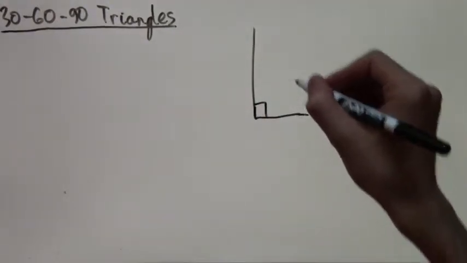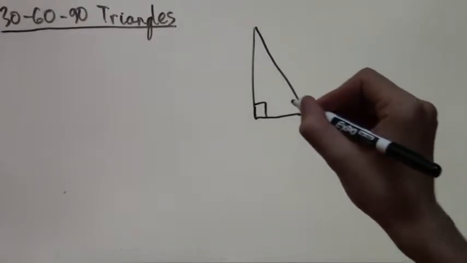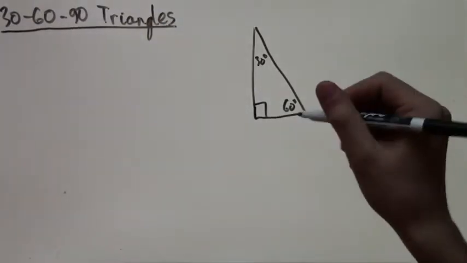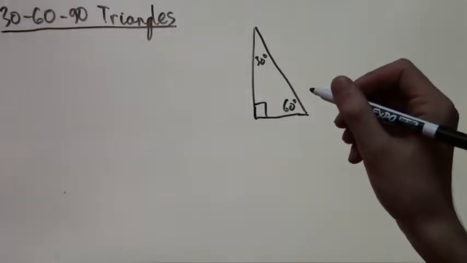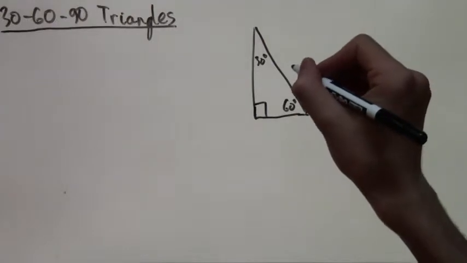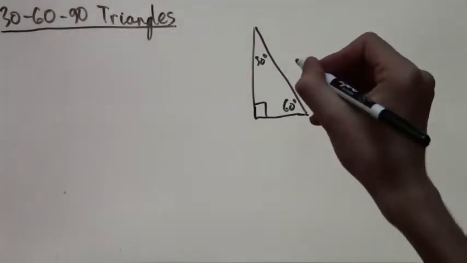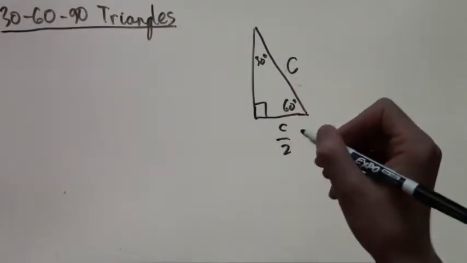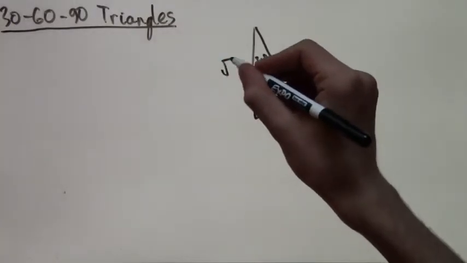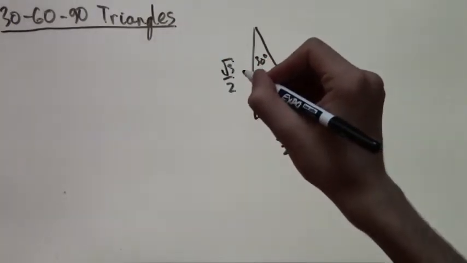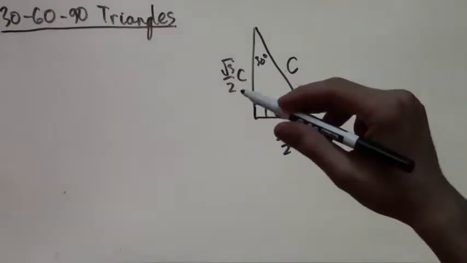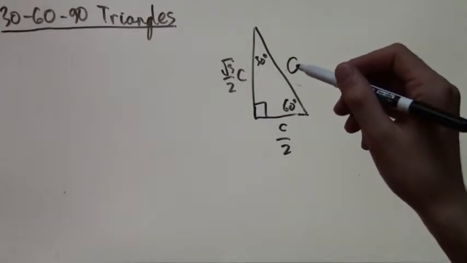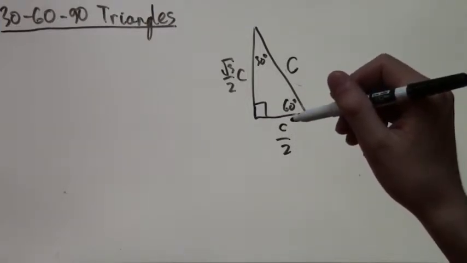It's a right triangle that has angles of 30 degrees, 60 degrees, and 90 degrees, which is why it's called that. It has a very convenient property. If its hypotenuse has length c, then its shorter leg has length c over 2, and its longer leg has length root 3 over 2 times c. This is the main important fact about 30, 60, 90 triangles. We're going to apply it to a few examples so that we remember it better and know how to use it.